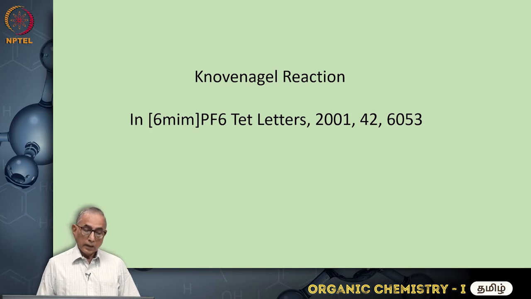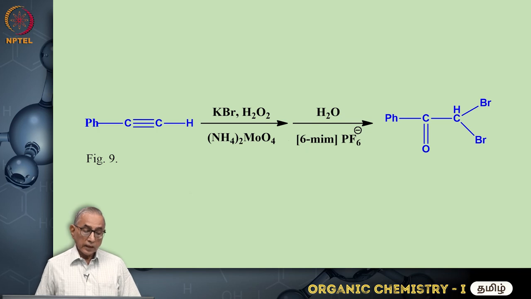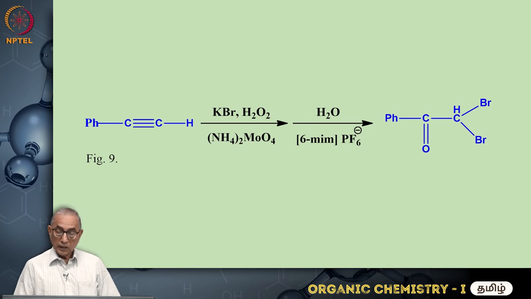This is done in 6 MIM PF6, Tetrahedron Letters, 2001, 42, 6053. This is another reaction with 6 MIM hexafluorophosphate. You take phenyl acetylene, this is phenyl acetylene, reacted with KBr, hydrogen peroxide, and ammonium molybdate, then treated with water in the presence of this solvent and 6 MIM PF6, this ionic solvent.